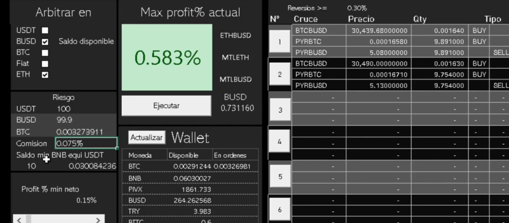And here it throws me an alert when my BNB are going down according to a limit, and at this moment I have it with an equivalent of 10 USDT. When in my balance I have less than 10 USDT in BNB, it will mark an alert that tells me, be careful, the BNB are going to fall.